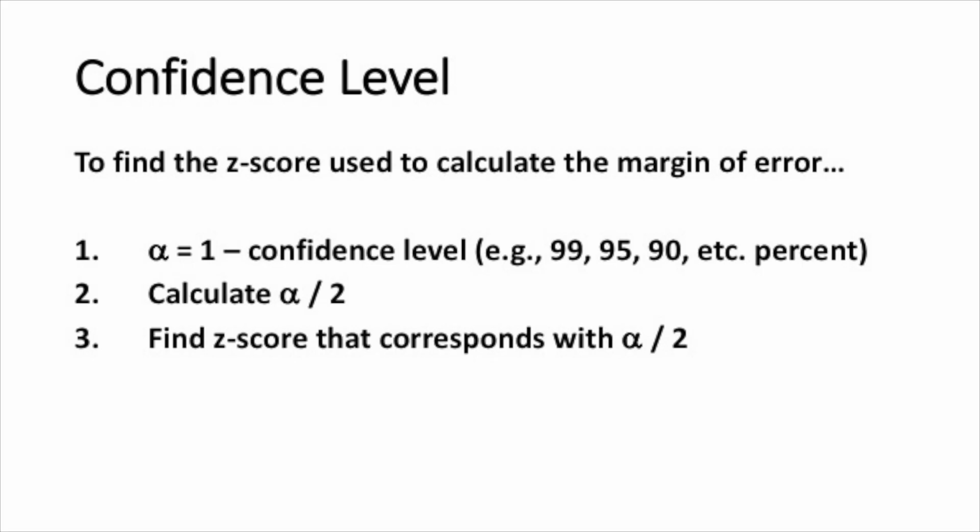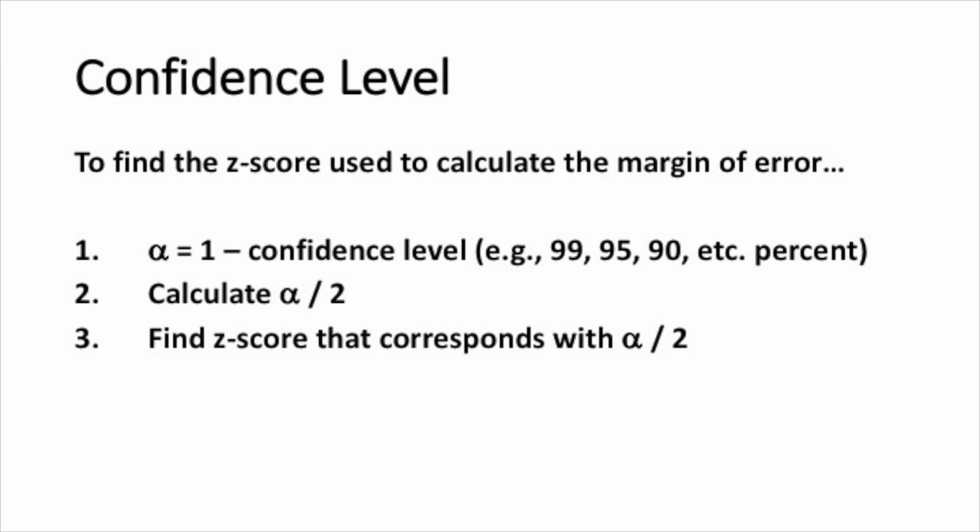Here are the steps that you follow to find the z-score that you'll use to calculate the margin of error based on the confidence level that you set. The first part is you set the confidence level, so that could be 99, 95, 90, whatever you want to set as a researcher. Then you take 1 minus that confidence level, and that gives you alpha. So let's say you're doing a 95% confidence interval, 1 minus 95% gives you an alpha of 5%. Then you calculate alpha divided by 2. So if alpha is 5%, then alpha divided by 2 is 2.5%.